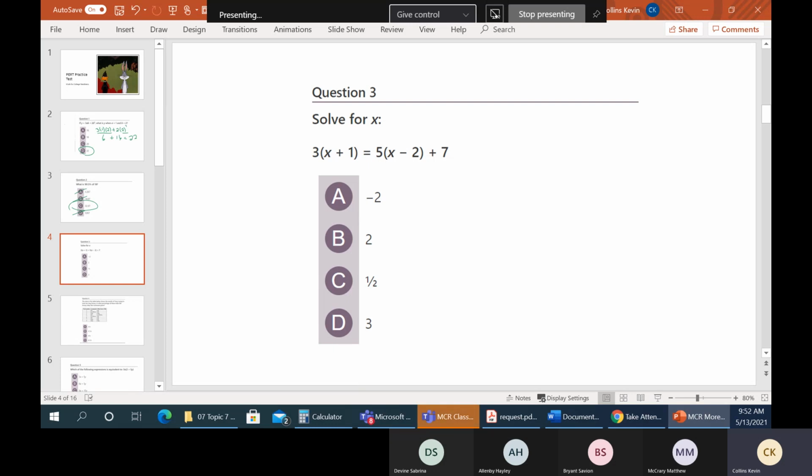All right, so we're just solving for x. So again, you can do the algebra or you can plug in numbers till you get the right answer. It's really up to you. So take a few and then we'll talk.